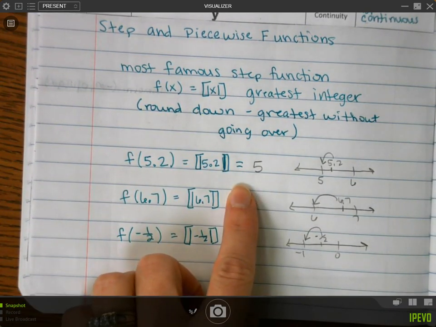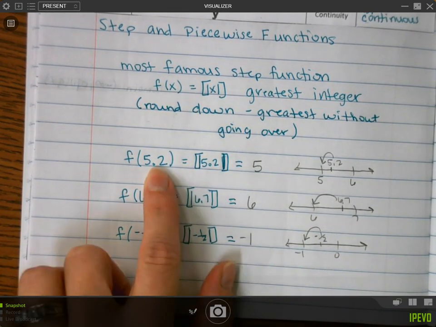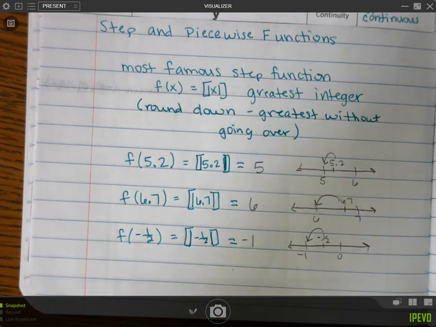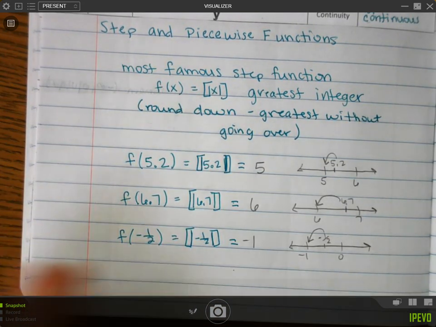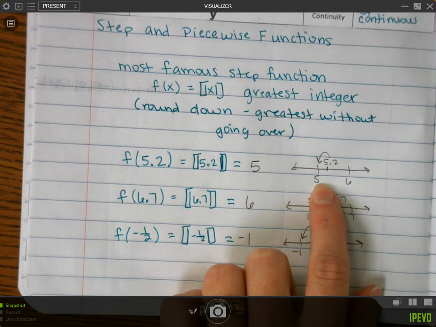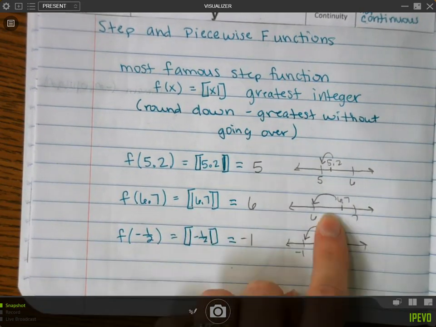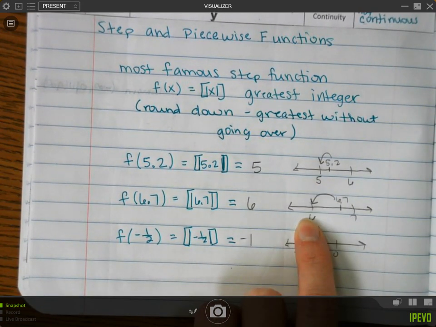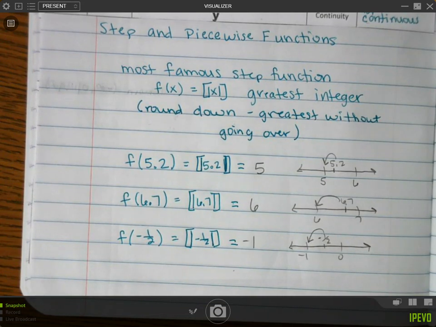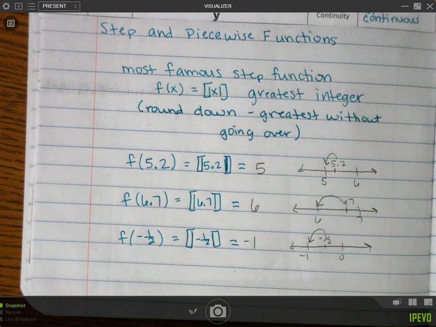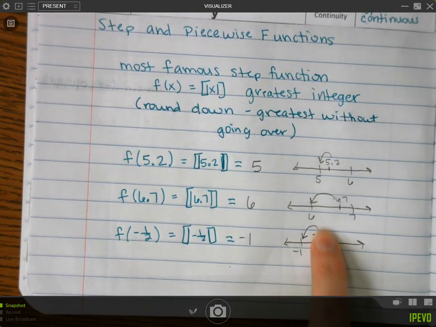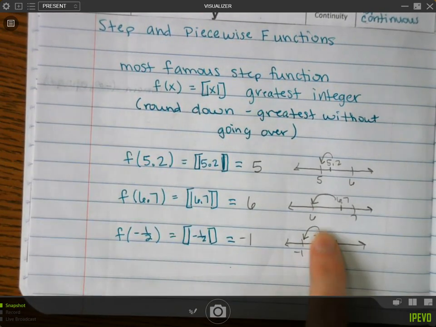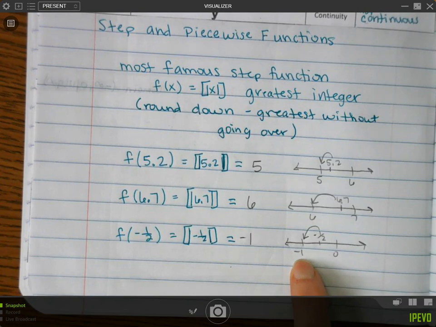Evaluating a step function, just to make sure we understand. 5.2, you're always going to round down to the integer that's less than. So 5.2 rounds down to 5. 6.7 still rounds down to 6. Normally you would say round 6.7 up to 7, but the greatest integer isn't always round up. All right, negative 1/2, we're always going to round down, so that actually goes down to negative 1.